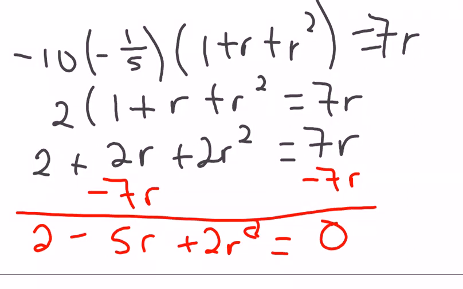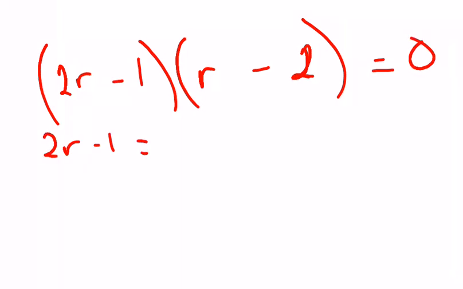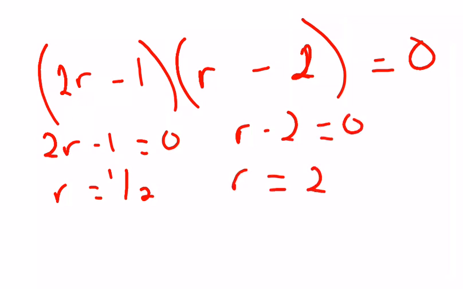Now we see if this will factor, and it does. We end up with 2R times R to get the 2R squared, and then we have 2 and 1, so we want them like this, and both subtraction. And then we set each one equal to 0 and solve. So here we get R equals 1/2, and here we get R equals 2.